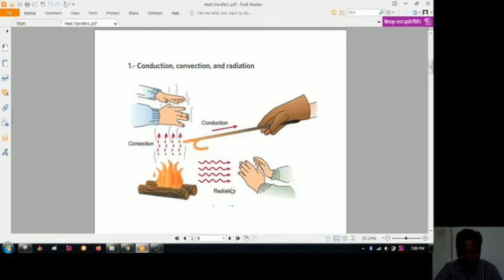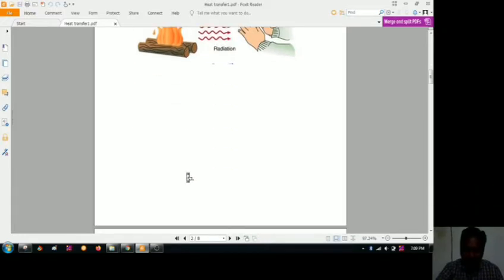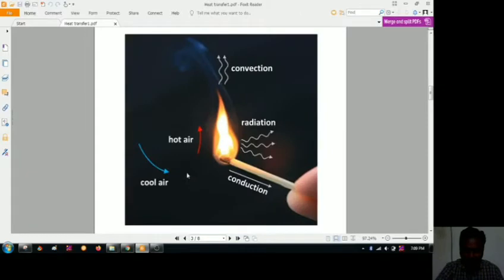One more mode is radiation. Think that the source is the sun itself, and we are on the earth. The transfer of heat occurring without any medium is radiation, the energy that comes in the form of electromagnetic waves. Next, we'll see one more example.